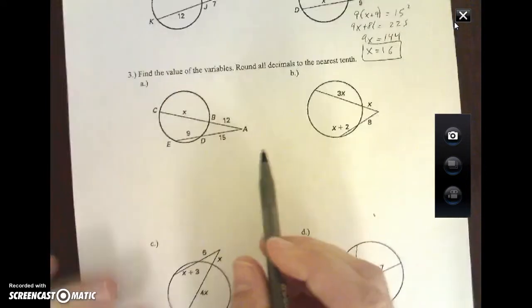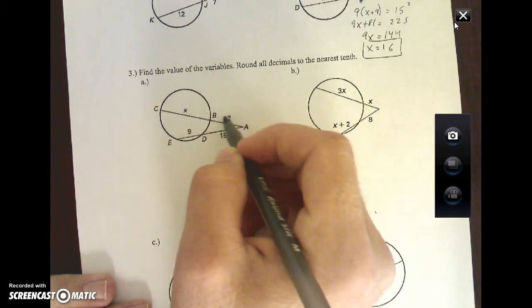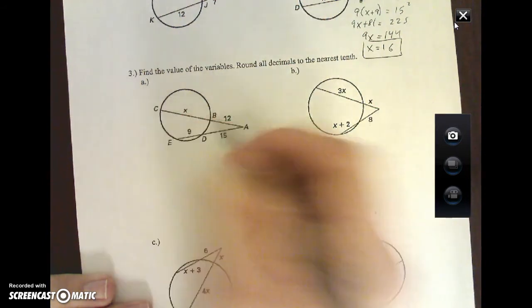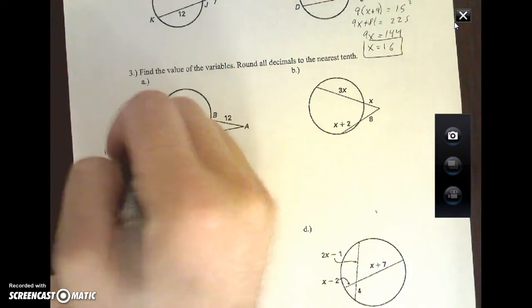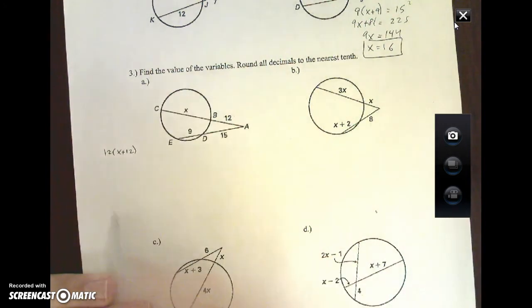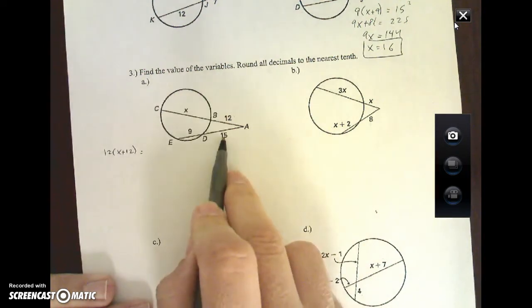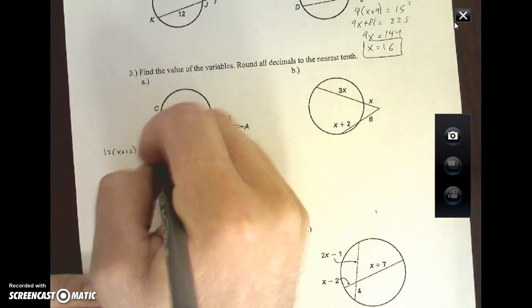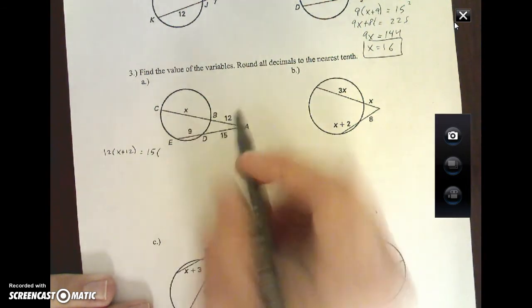Down here, this is the 2 secant one. So it's little piece on the outside times the full length. So 12 times x plus 12. If you put 12 plus x, you're fine. I like putting the x first. It's just a creature of habit. That's how I do things. Equals 15 times, it's the whole length, 15 plus 9.